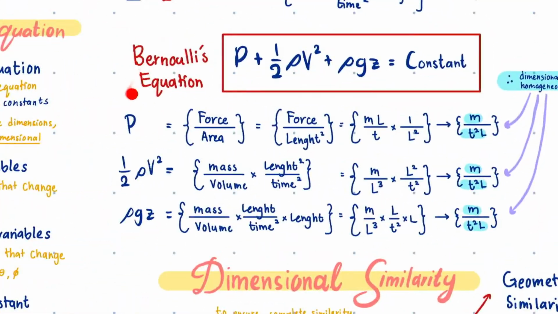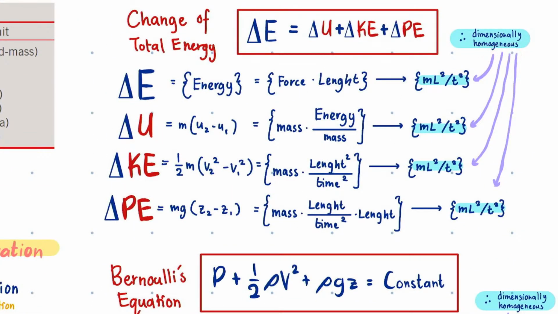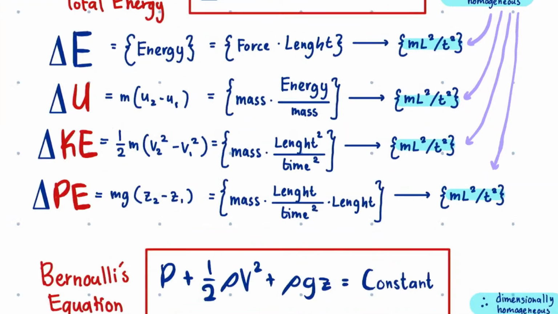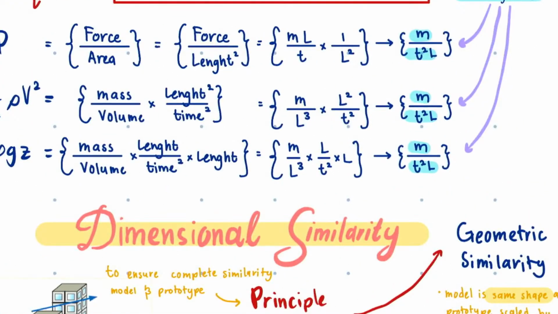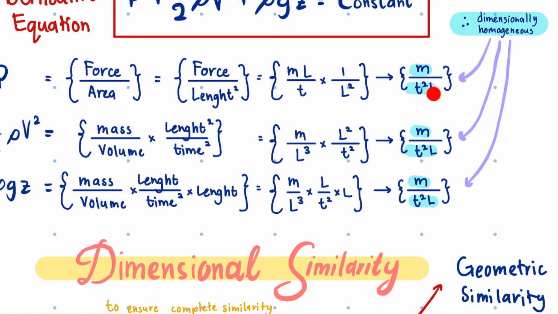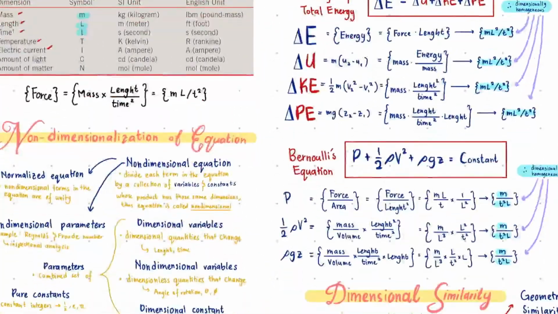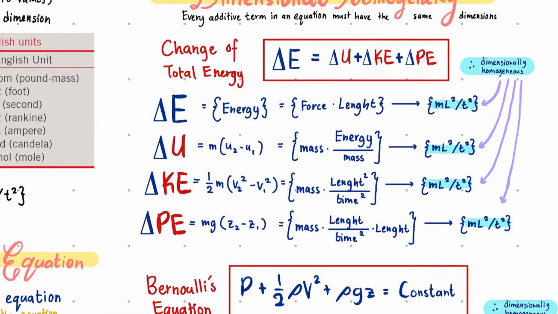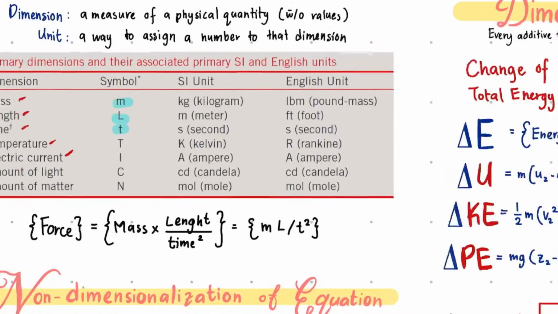Another example is Bernoulli's equation. So dimensionally homogeneous for total energy, the units here are ML squared over T squared. For Bernoulli's equation, it is M over T squared L. So maybe in the exam they can ask you to generate an equation that has homogeneous dimensions, or an equation that is dimensionally homogeneous.